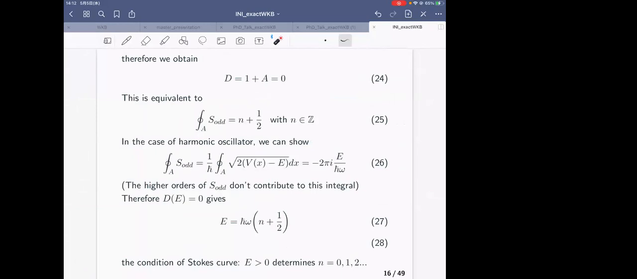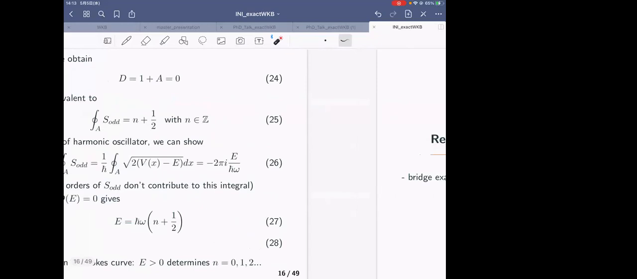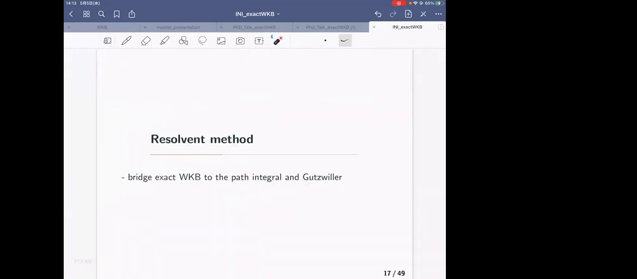And in this case, this condition is equivalent to this one. In the case of the harmonic oscillator, this S naught is actually an asymptotic expansion in H bar, but when we calculate this integral, only the leading part can contribute. Therefore, this integral becomes this one, and it becomes this result. This is nothing but the spectrum of the harmonic oscillator. Yeah, so far was just a recap of previous sessions.